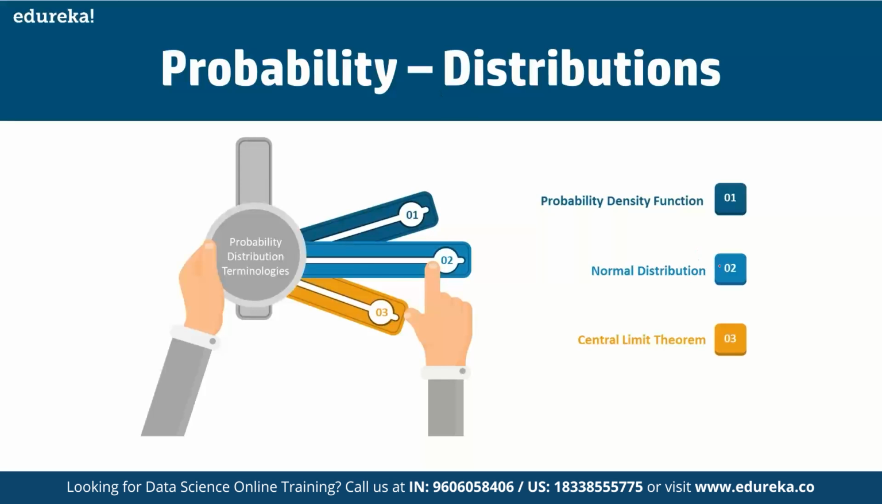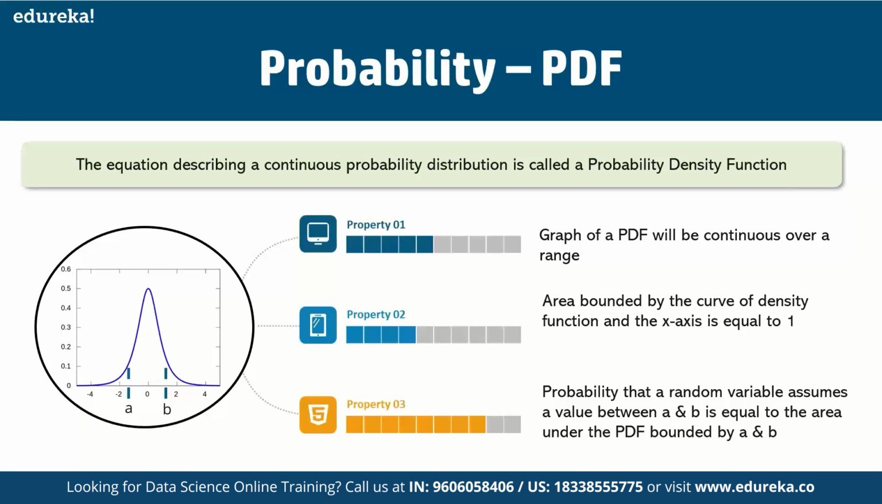We have normal distribution and we also have central limit theorem. So let's get into it and see what these mean. So what is this probability density function, or PDF? Probability distribution function. So here, this is our graph. This is our normal curve. So what is a normal curve? I'll explain in our next slide.